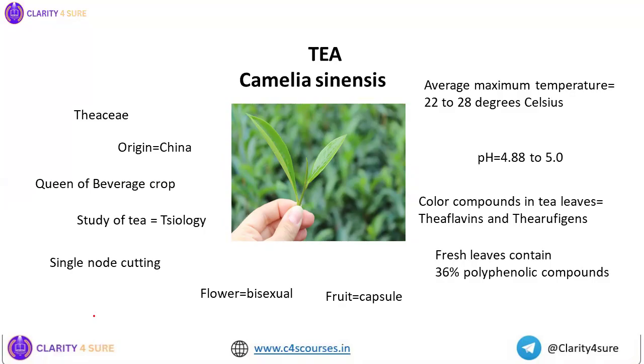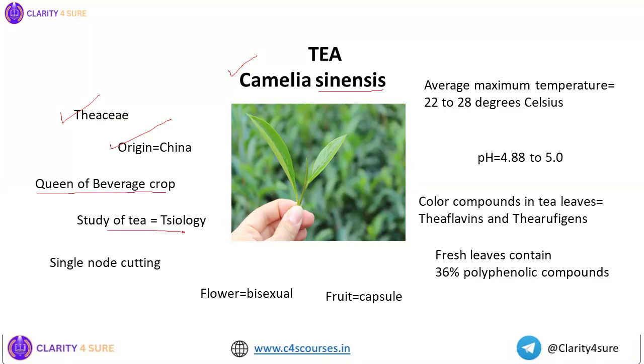You know that tea is a very important plantation crop for India. The scientific name of tea is Camellia sinensis, and tea belongs to the family Theaceae. What is the origin of tea? That is China, right? That is why the scientific name is sinensis. Now, tea is regarded as the queen of beverage crops.